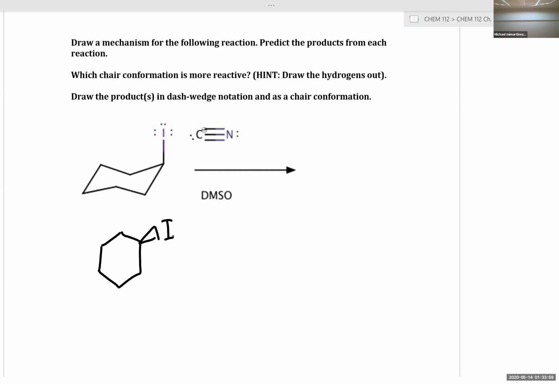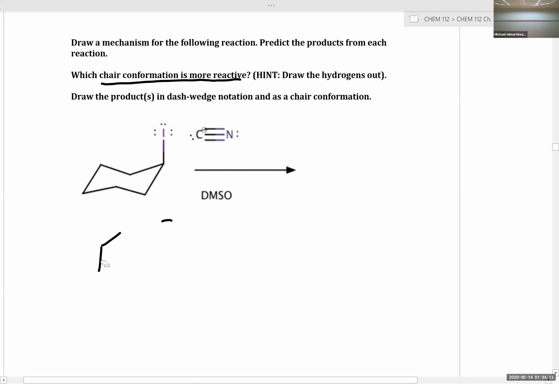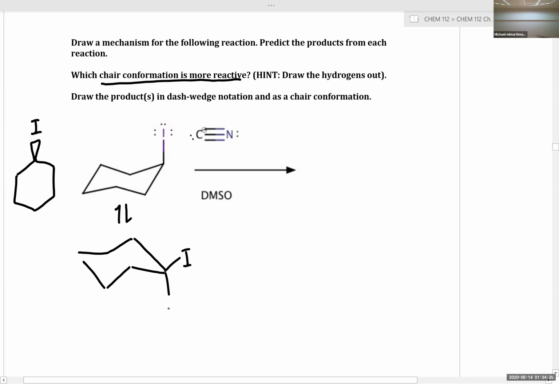Now, my question to all of you is, first and foremost, what is the mechanism for this reaction? I'd like you to draw a mechanism and predict the products. And I'd like you to tell me which chair conformation is more reactive. Well, let me put our dash wedge representation over here. And we know that this chair conformation is just one of the possible conformations for this compound. So the other possible conformation looks a little bit like this, with the iodine in the equatorial position.